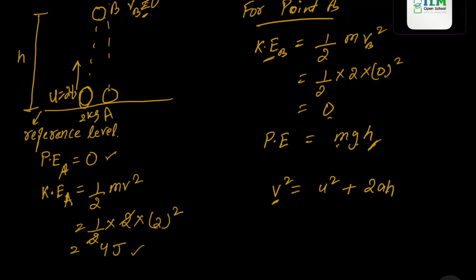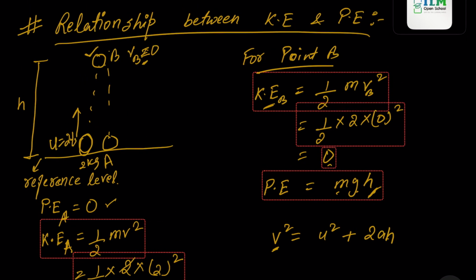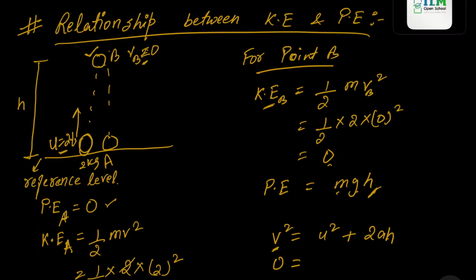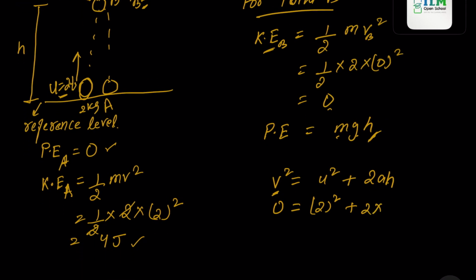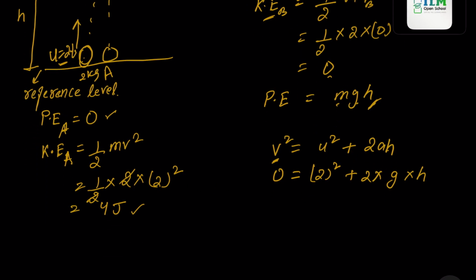So what is v? V is final velocity. For now, final is 0. U is initial velocity. It is 2. So 2 square plus 2 into acceleration. What is acceleration here? Acceleration is gravity. Only gravitational force is applying here. So acceleration due to gravity is g. So just write g here. And I have to find out h.